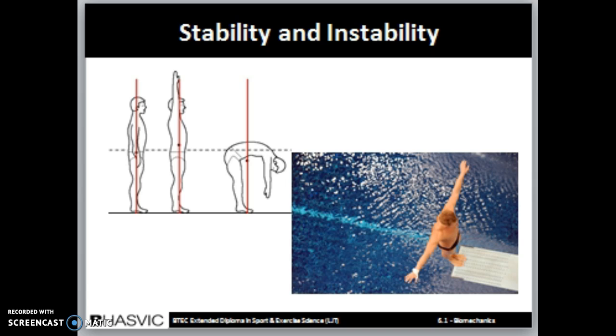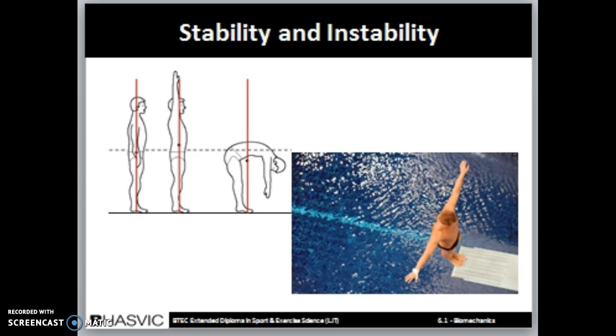Stability and instability. Stability is how difficult it is to disturb a body from its balanced position. Factors affecting this could be the centre of mass and its location, the point at which the body is balanced in all directions, which will vary on a person's position and mass. The base of support is the points of contact with the supporting surface. So the larger the base, the more stability.